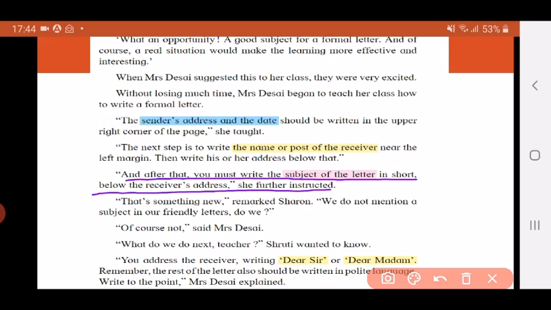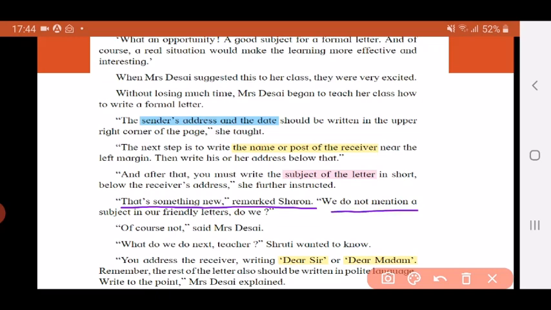Now here in this example, what will be the subject? Request to take library books home to read. So write down the subject of the letter in a very short sentence. So now we finish 3 points. That's something new, remarked Sharon. We do not mention a subject in our friendly letters, do we?